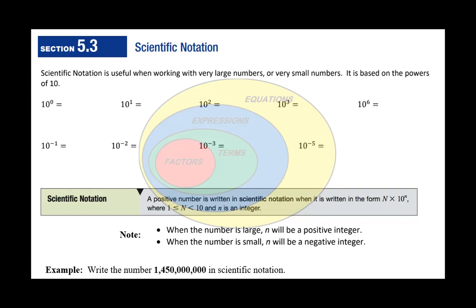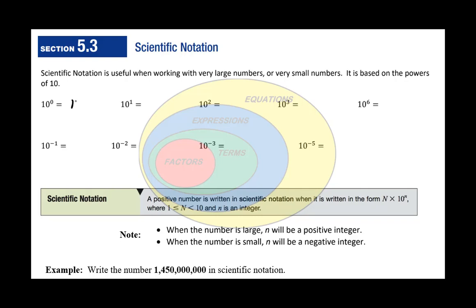All right. So, introduction to scientific notation. Scientific notation is useful when working with very large or very small numbers. It's based on the powers of 10. And if we just review powers of 10, 10 to the 0 is equal to 1.